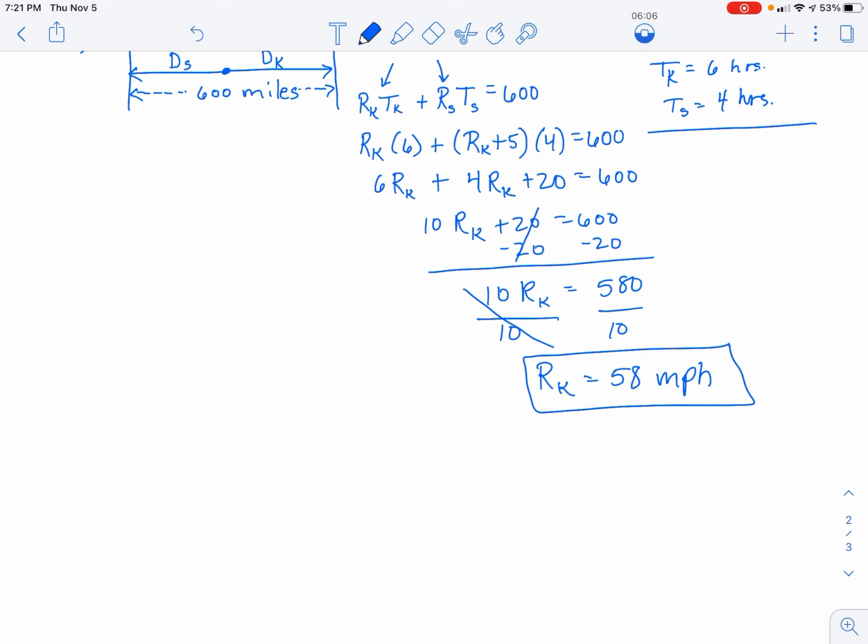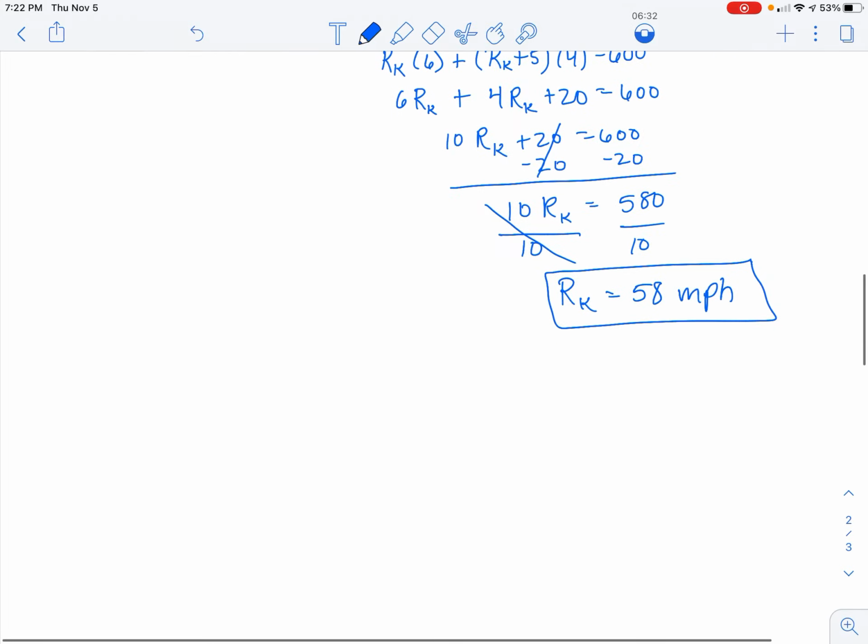Okay, so as you can see, I simply put together my like terms. I had to use some algebra to balance my equation right here where I subtracted 20 from both sides. I worked it all the way down to the end, and I found out that the rate of Karen, in other words, how fast was Karen moving, was 58 miles per hour. And that is the answer to number 1.